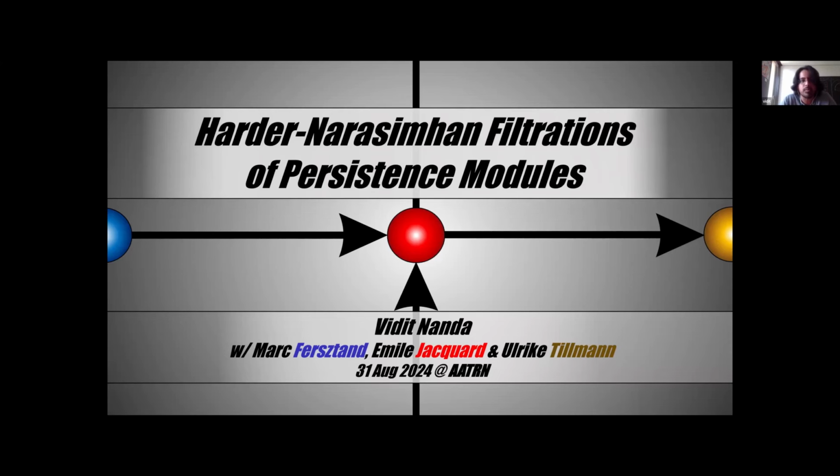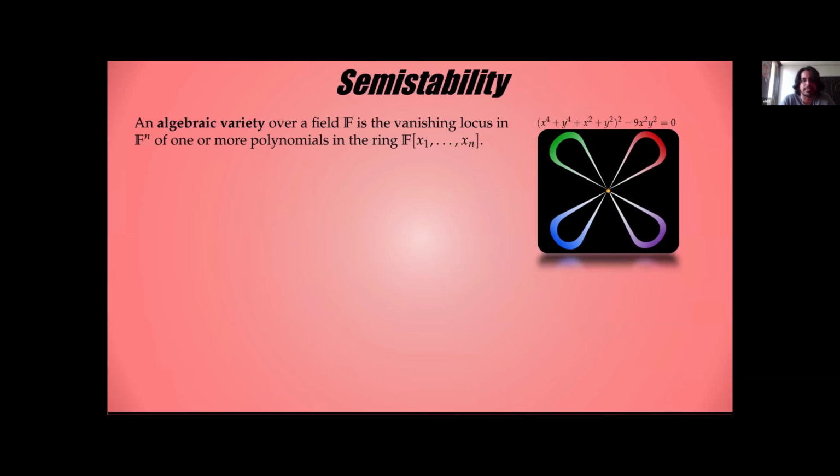So let me start with the first basic idea in this talk. It's called semi-stability, and I would not expect you to have seen it, which is why this is the worst way to begin a talk. This is not how we're supposed to gently lead people into the deep end of the pool.